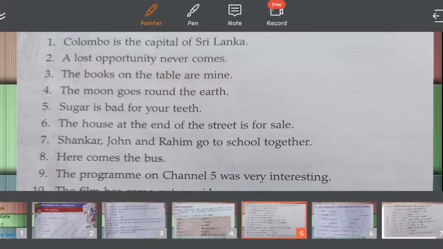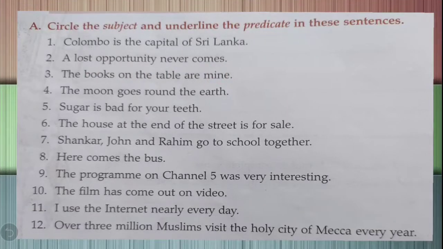Now let's see this sentence. Colombo is a name, right? So we have to circle the subject, only Colombo. Is the capital of Sri Lanka: is shows the verb. So from here, is the capital of Sri Lanka is the predicate. Capital of Sri Lanka is more information related to Colombo.